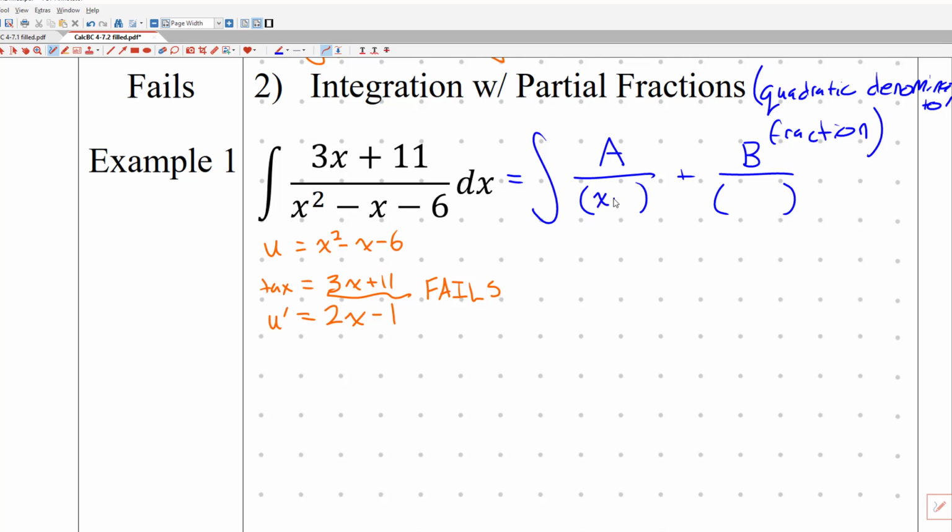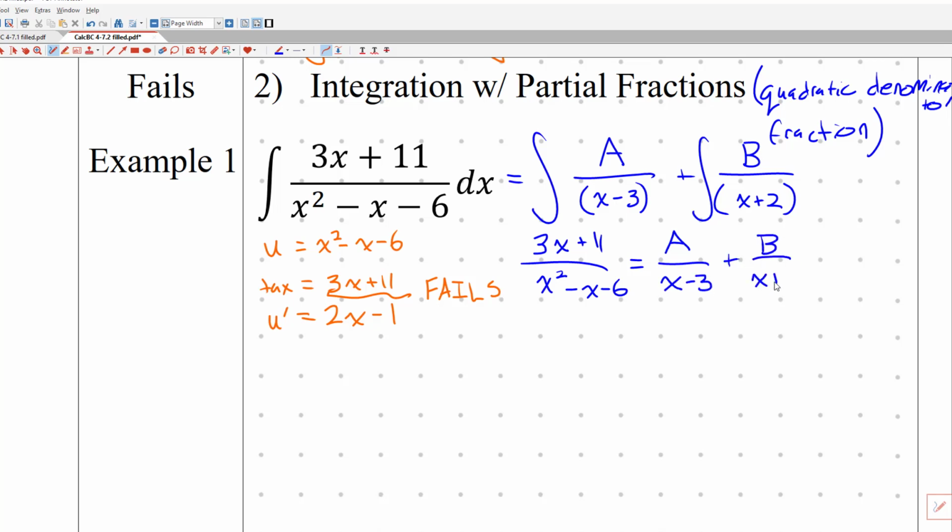So if I do x minus 3 and x plus 2, then I have my setup, and it's really two integrals here. So when I do my expansion now, I'm going to ignore the integrals and just do the expansion. If I have 3x plus 11 on the left-hand side and x squared minus x minus 6 on the denominator, that is equal to A over x minus 3 plus B over x plus 2.